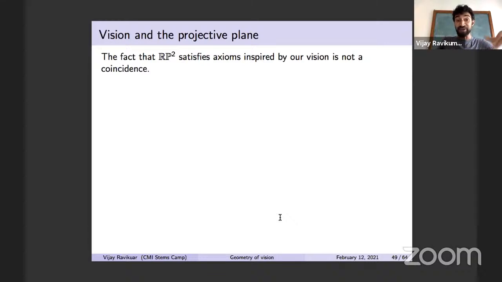that are inspired by our vision. These axioms came from looking at how we see lines in space and how these lines seem to intersect and meet at infinity in our vision. And it's interesting that this set that we just described satisfies those same axioms that were inspired by just looking at perspective and how we see things.